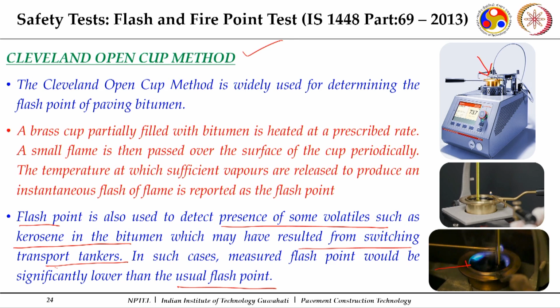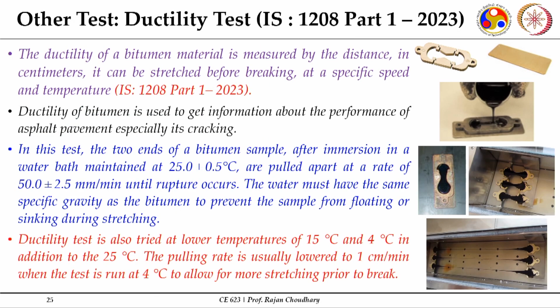Another test which is used is your ductility test. In this ductility test, a binder sample is taken in a special mold and you stretch the binder sample. When you stretch, you measure how much elongation you can get in a binder sample. You will always prefer that it is stretched to a good amount before it finally ruptures.